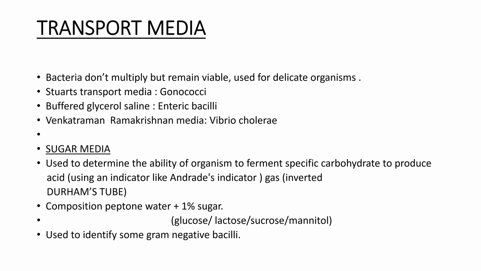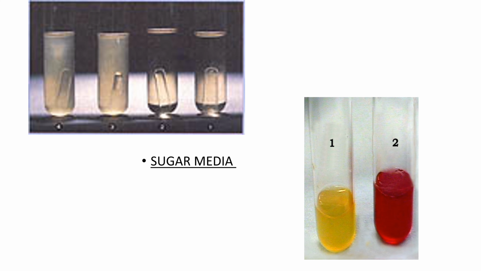After that, it is used to identify some gram-negative bacteria. Here you can see a sugar fermentation media in which there is a tube. This media is basically made with peptone and 1% of the sugar, and there is an inverted Durham's tube, as you can see. It changes into a yellow color due to the production of acid.